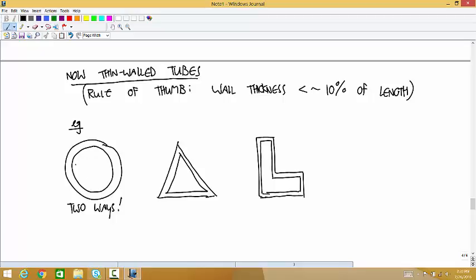Because we can use the circular approach and we can use the thin-walled approach, and then we can get a sense of when the thin-walled approach starts to deviate from the correct answer. You can think of the circular approach as giving you a more accurate answer, and you can compare them.